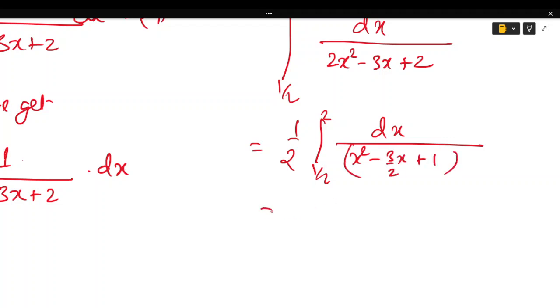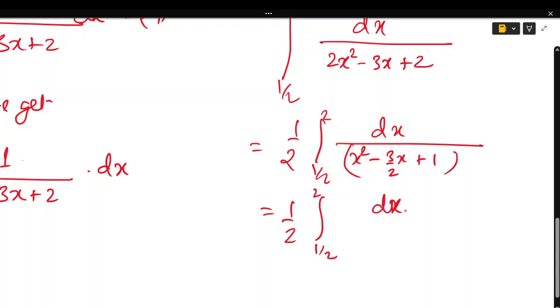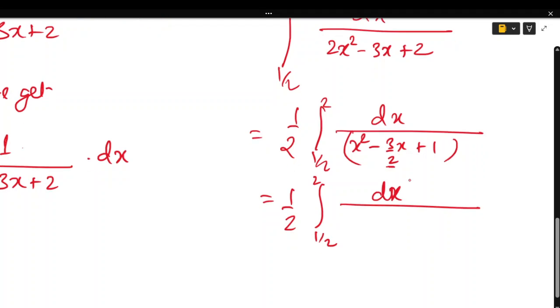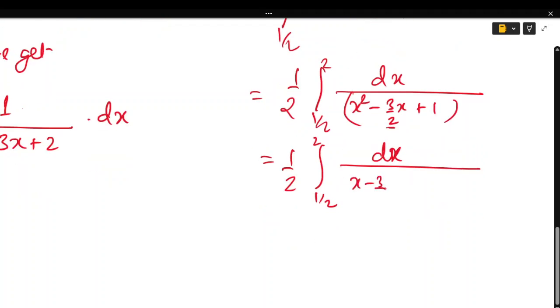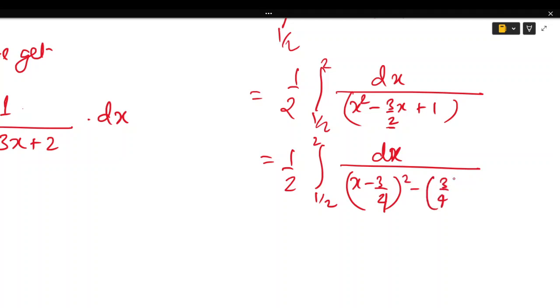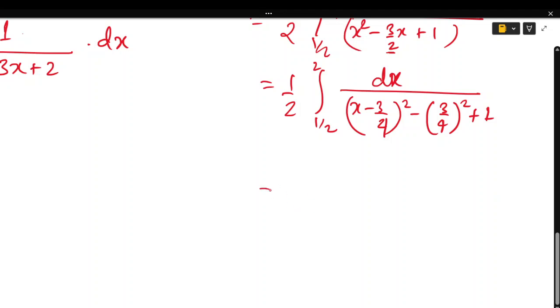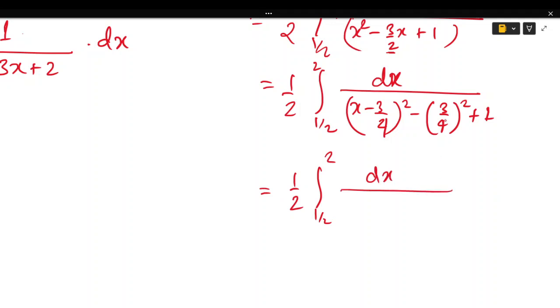Now applying the completing the square method, if we divide the coefficient of x by 2, we get 3 by 4. So add the term x minus 3 by 4 whole square and minus 3 by 4 whole square subtracted. This is a trick, you can say. Then after simplification, we get 1 by 2 to 2 dx. 9 by 16 minus 9 by 16, it will be, I think, root 7 by 4 whole square. And here it is x minus 3 by 4 whole square.